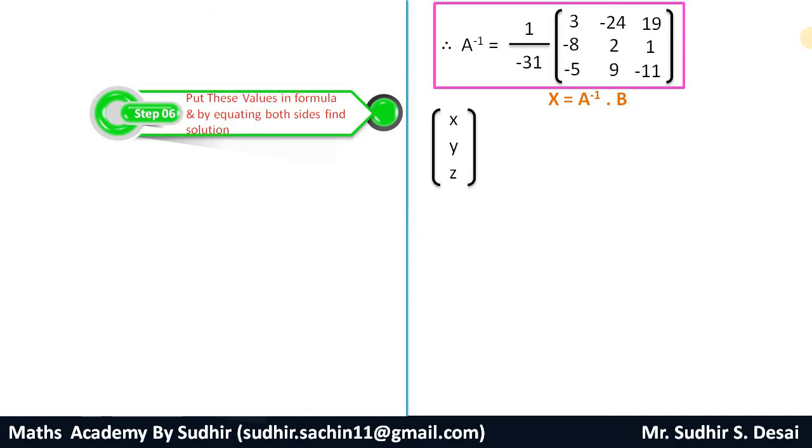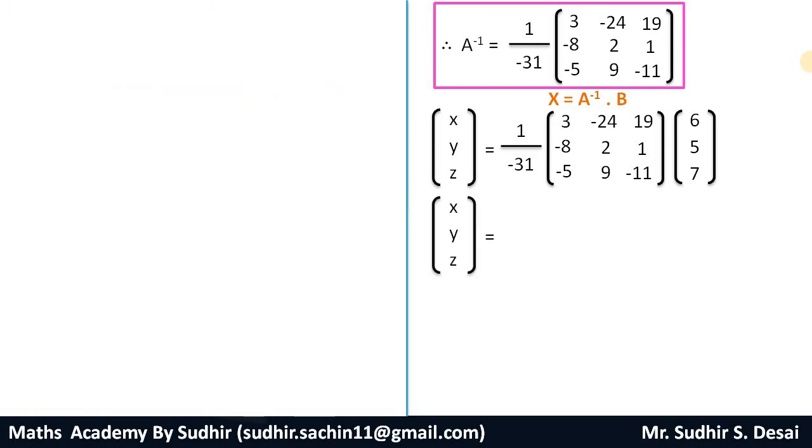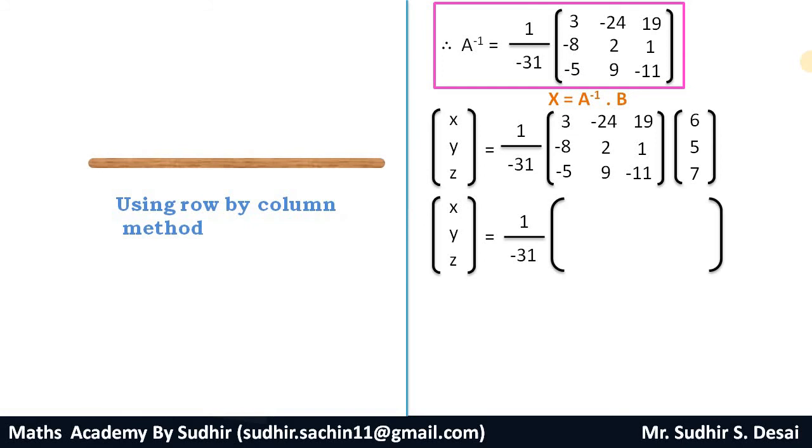So X, Y, Z is equal to A inverse. What is the A inverse? Here it is 1 upon minus 31, 3, minus 24, 19; minus 8, 2, 1; minus 5, 9, minus 11, into matrix B, the constant matrix, which is 6, 5, 7. So now simplify this. X, Y, Z will be equal to 1 upon minus 31, and now we have to solve the multiplication of these two matrices.